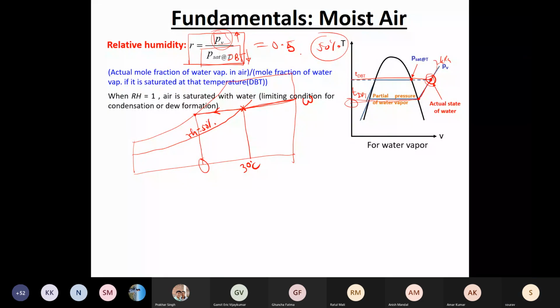Any doubts in this? This entire process is called the attainment of dew point. This temperature at which you start seeing the first droplet of liquid water is called the dew point temperature.